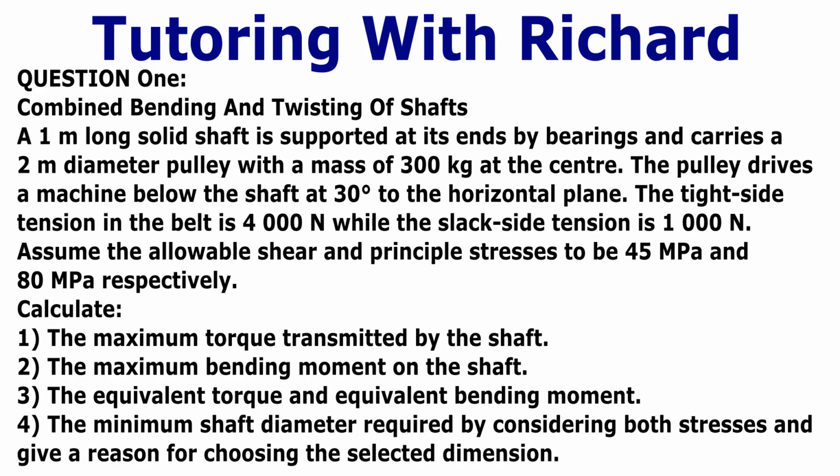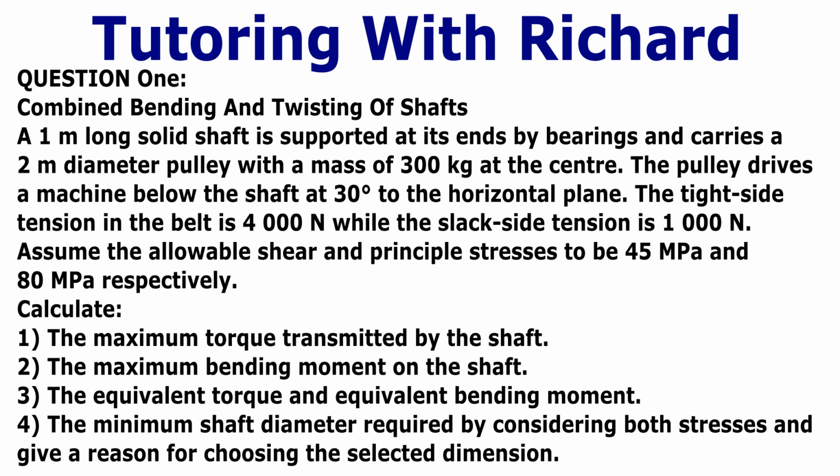Our question states: a 1 meter long solid shaft is supported at its ends by bearings and carries a 2 meter diameter pulley with a mass of 300 kgs at the center. The pulley drives a machine below the shaft at 30 degrees to the horizontal plane. The tight side tension of the belt is 4,000 newtons while the slack side tension is 1,000 newtons. Assume the allowable shear and principal stresses to be 45 megapascals and 80 megapascals respectively.